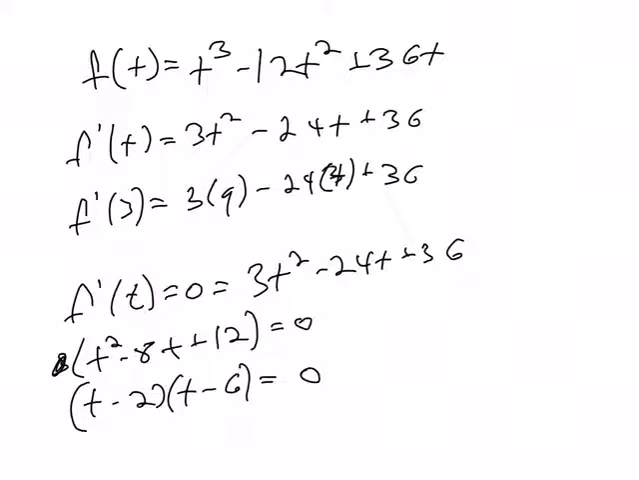So we get that the particle is at rest at time t equal to 2, right, when this is 0, or time t equal to 6. So it's either t equal to 2 or t equal to 6. The particle is at rest.